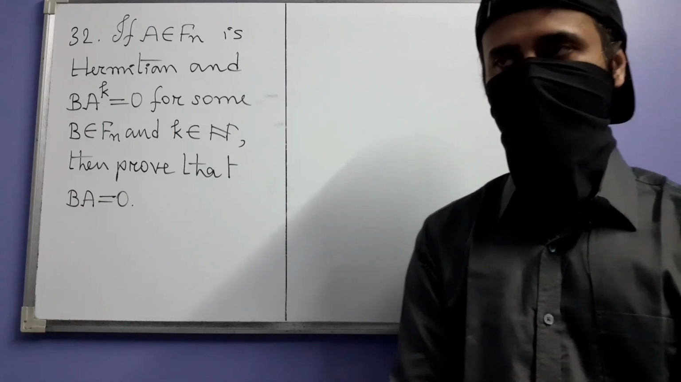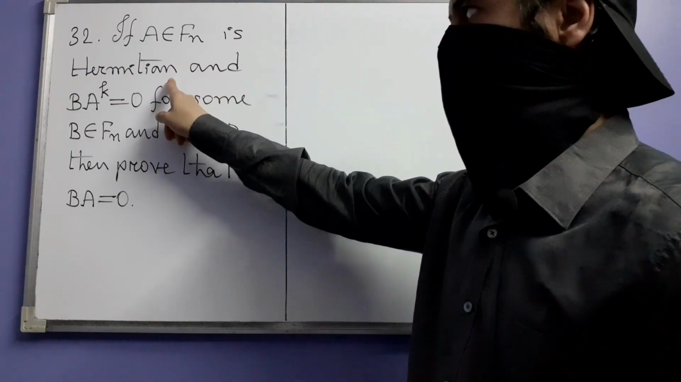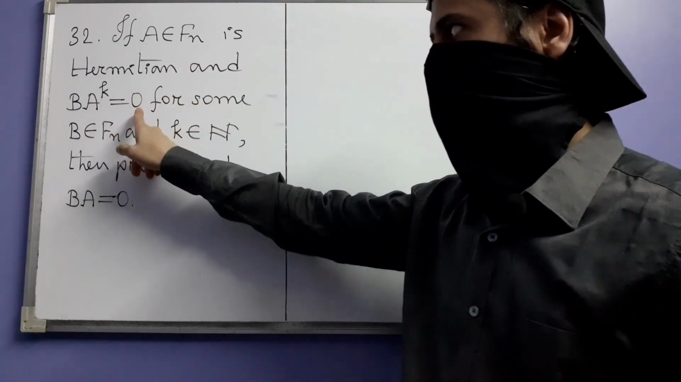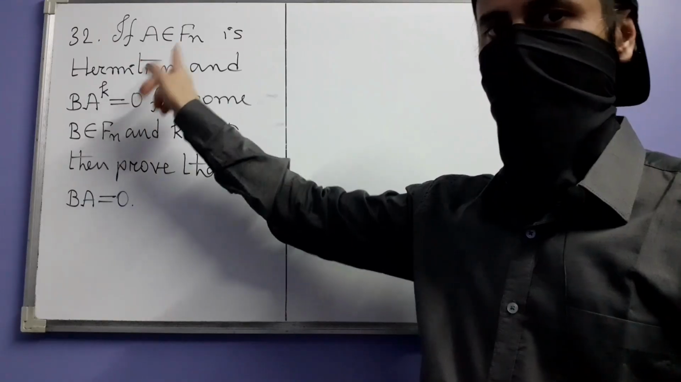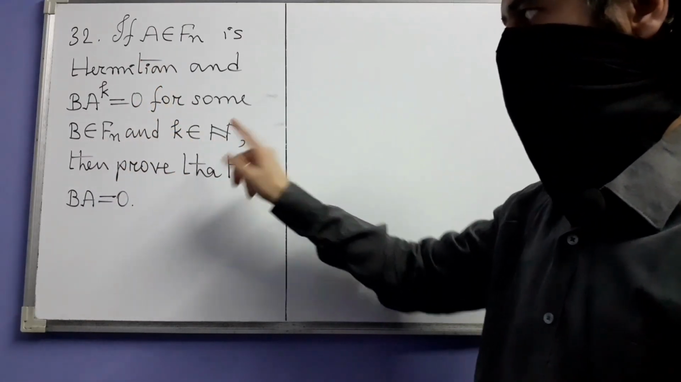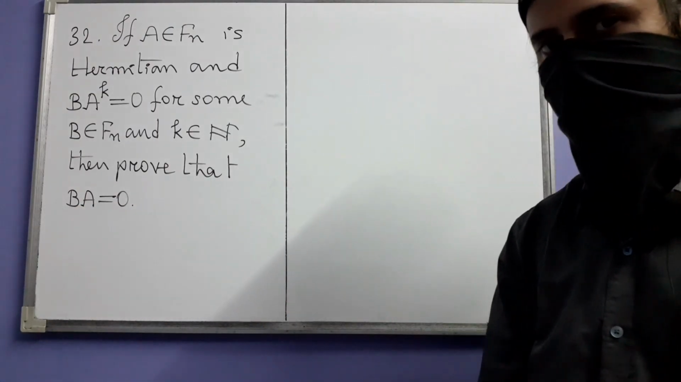Let us next see number 32. Here A in Fn is a Hermitian matrix and BA to the power k equals the 0 matrix in Fn for some matrix B in Fn and positive integer k. Then we have to prove that BA is also equal to 0.